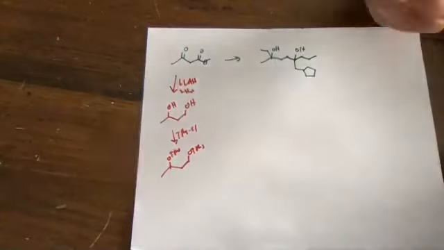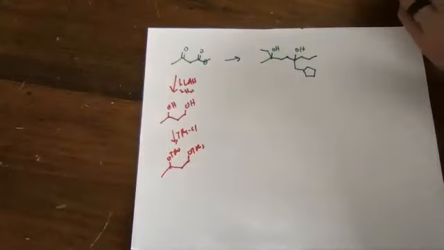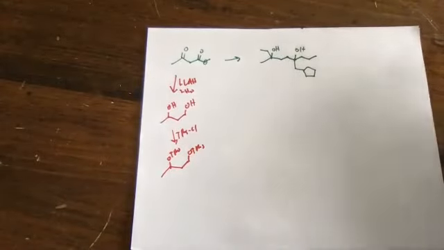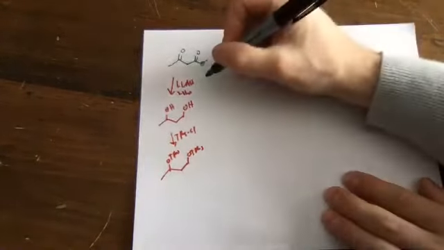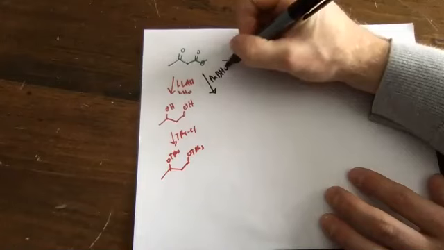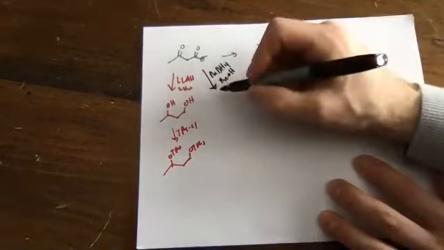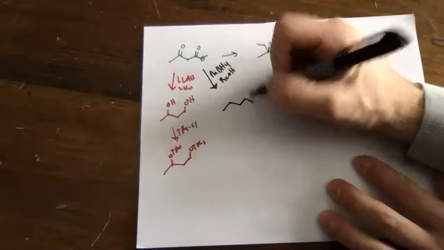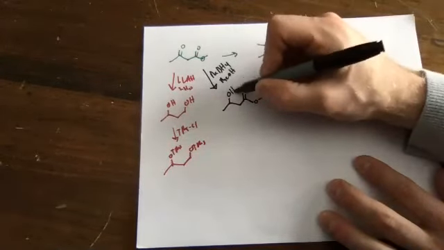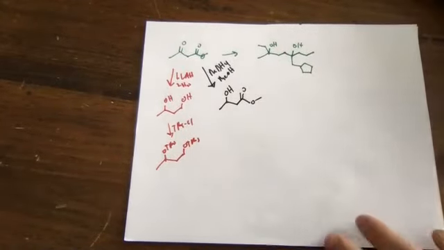they're both going to get protected. You throw in TBAF, they're both going to get deprotected. You kind of run into a little problem there. So instead, if we use sodium borohydride, which is selective for just ketones and aldehydes, we can get this alcohol by itself. Throw in TMS chloride.